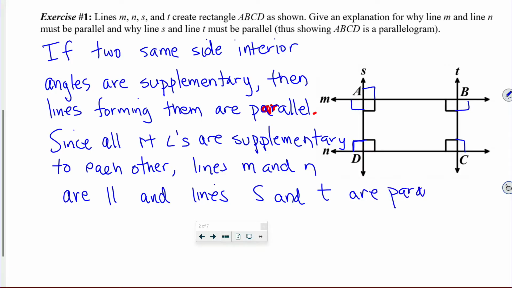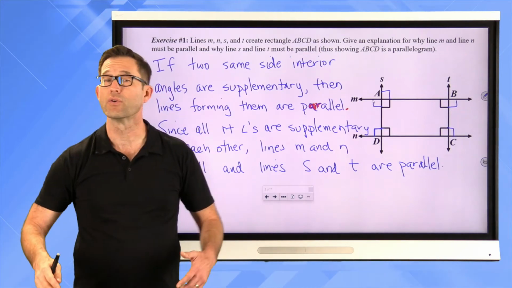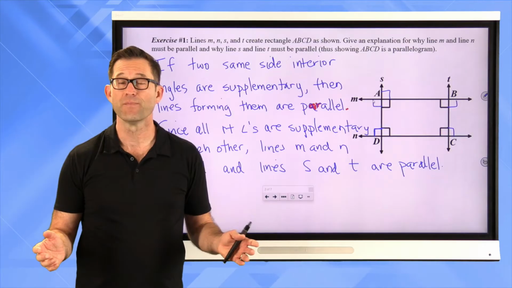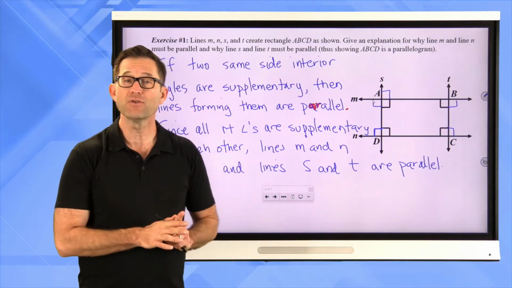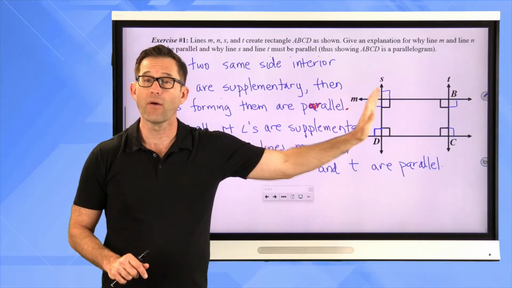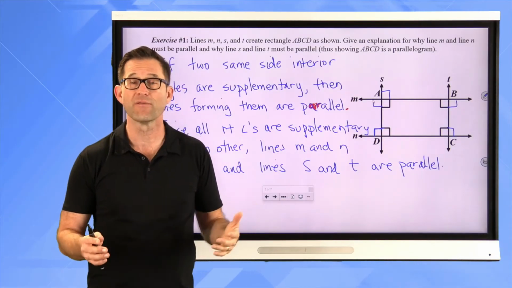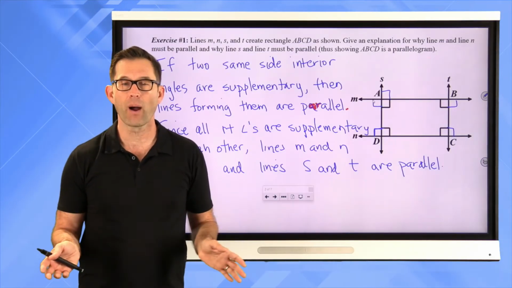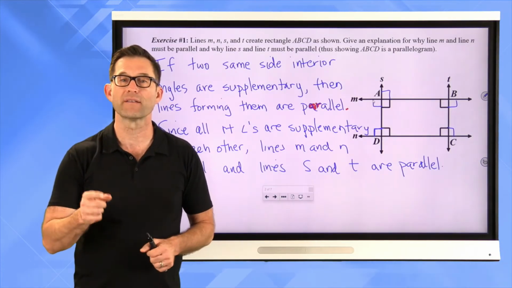And again, you could use that reasoning, you could use the alternate interior angle reasoning, you could use the corresponding angle reasoning, so many different things. But again, the major takeaway from this is extremely important, which is now that we have proven or justified that a rectangle must be a parallelogram, every property of parallelograms rectangles now have.